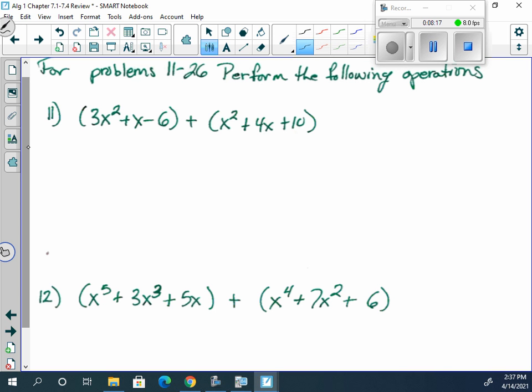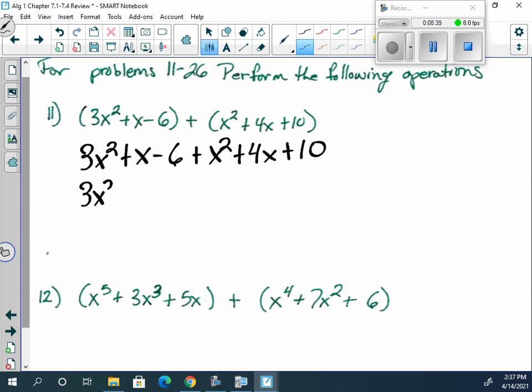But if we look at number 11, if we wrote this out, well, because it's addition, we can just drop the parentheses. And then we can combine like terms. Now, you don't have to do this next step. I just do it because it's kind of nice and easy to see. I'm going to reorient them so that the like terms are next to each other with their signs, and rewrite it like this here.